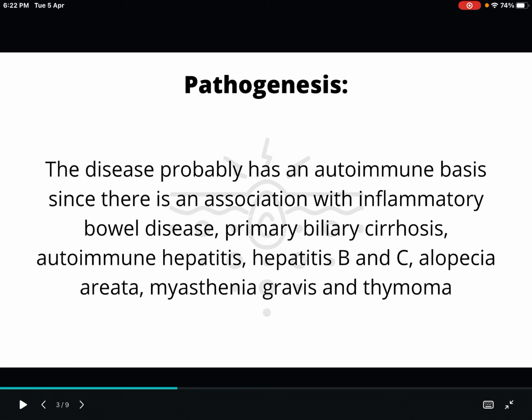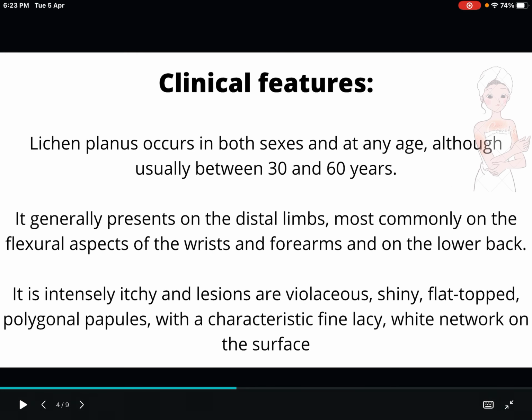Now let's see the pathogenesis, etiopathogenesis to be frank. The disease probably has an autoimmune basis, since there is an association with inflammatory bowel disease, primary biliary cirrhosis, autoimmune hepatitis, hepatitis B, hepatitis C, alopecia areata, myasthenia gravis, and thymoma. So this condition is associated with these diseases, and there is a probability of autoimmune basis for this Lichen Planus. This you have to write under the heading pathogenesis or etiology.